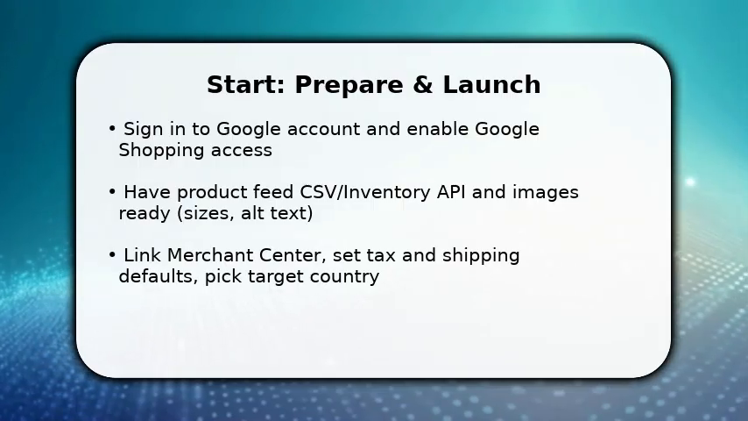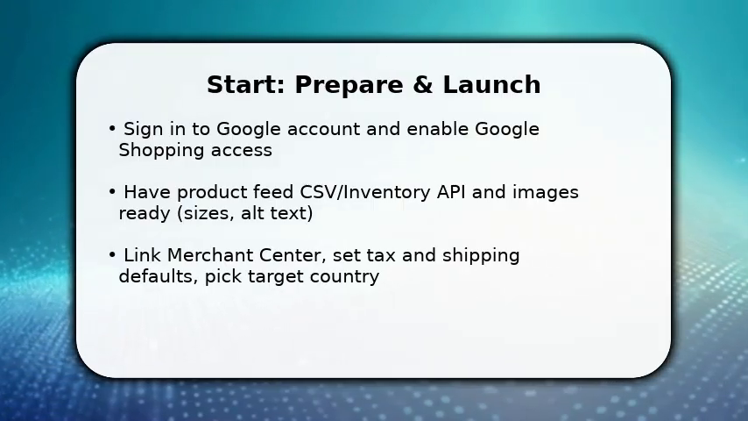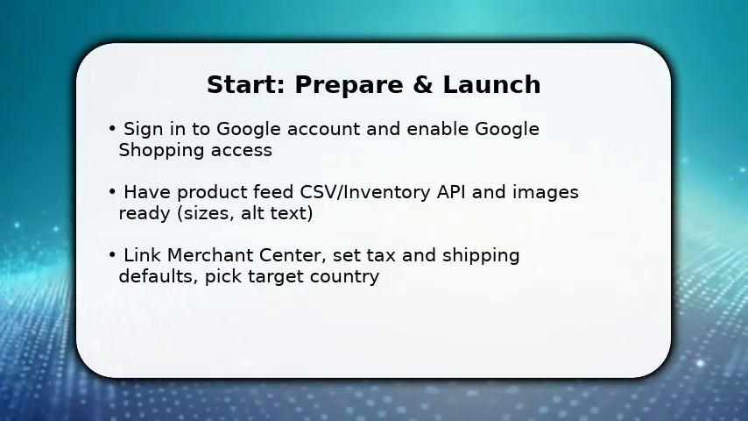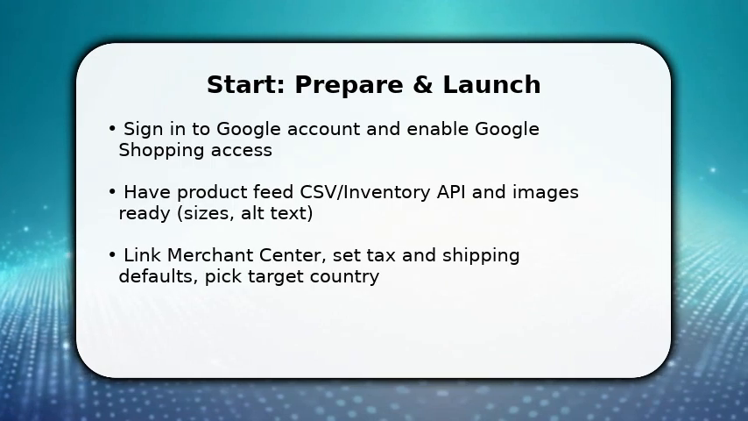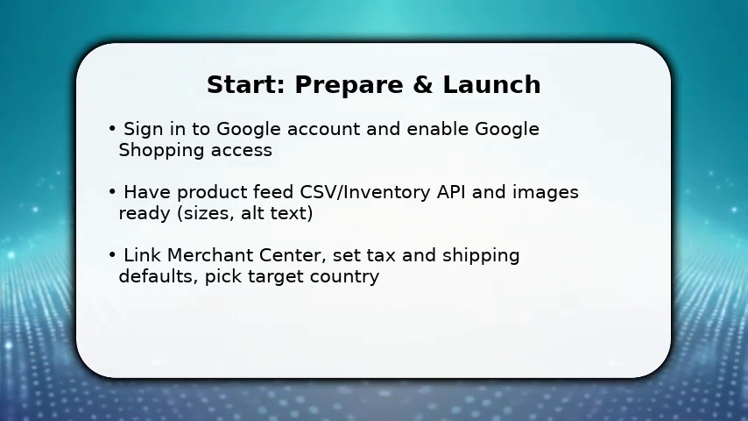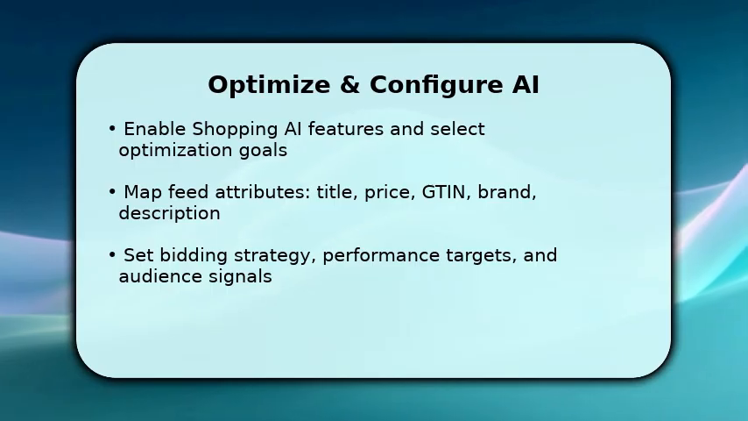Link the Merchant Center to your Google Ads account, set basic tax and shipping defaults, and choose the target country so the AI has accurate context to optimize listings. Once the feed is live, enable the shopping AI features and choose clear optimization goals like conversions or ROAS.